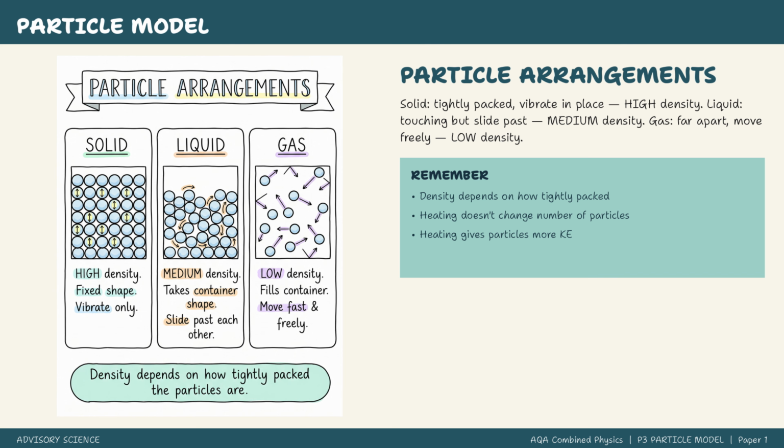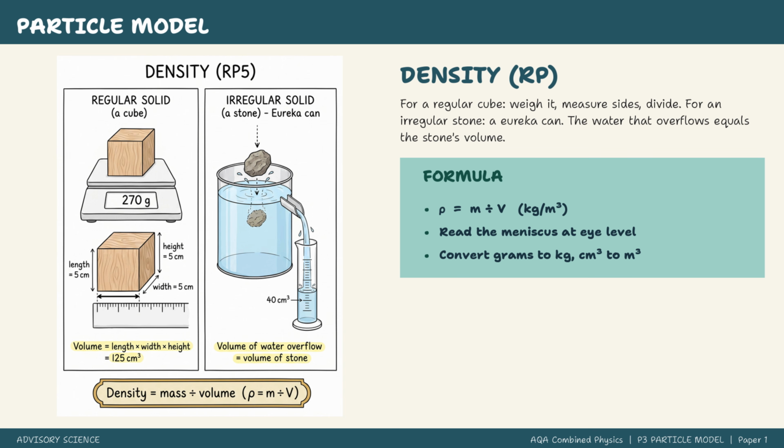Solids are highly dense because the particles are tightly packed in a fixed, regular pattern. Liquids have a medium to high density because the particles are still close together but can slide past one another. Gases have an incredibly low density because the particles are far apart with massive gaps between them. You're guaranteed an exam question on how to measure density in a lab.